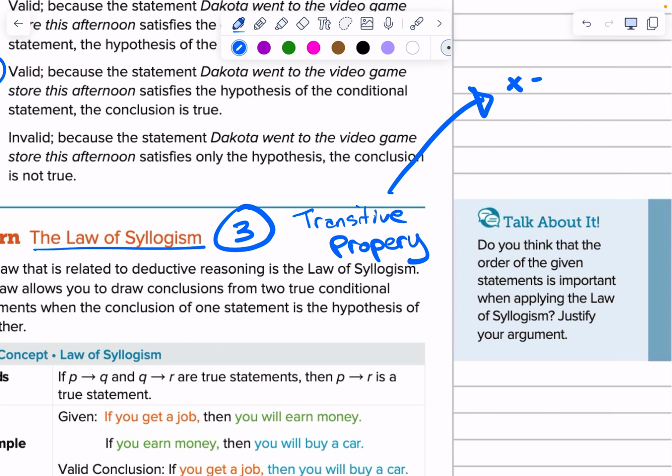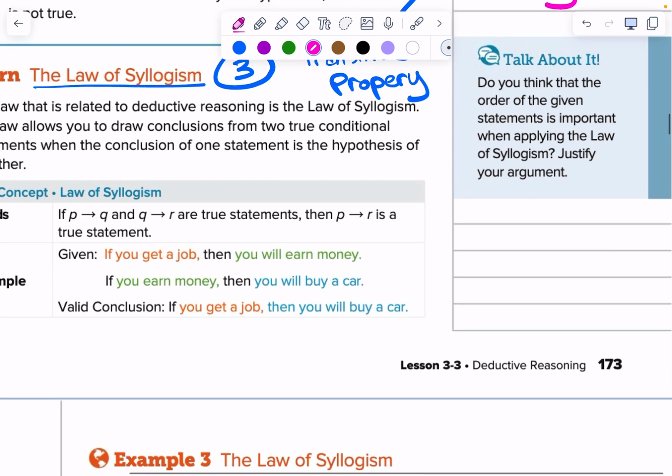If x equals 2 and 2 is equal to y, right? Sometimes you'll have it written as 2 equals y instead of y equals 2. Then what do we know? Then x is equal to y, right? Got it? That's the law of syllogism. Let me give you a verbal example of the law of syllogism.